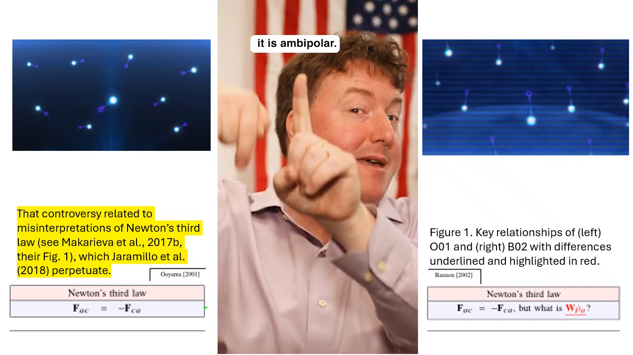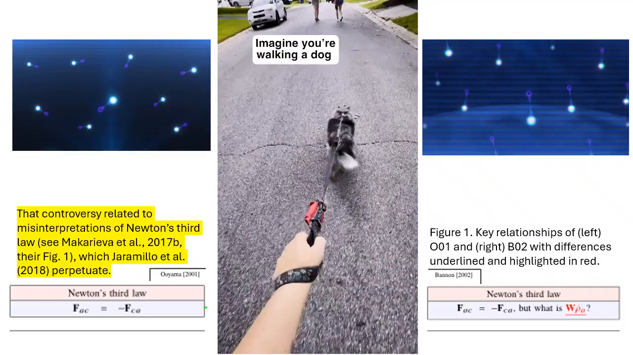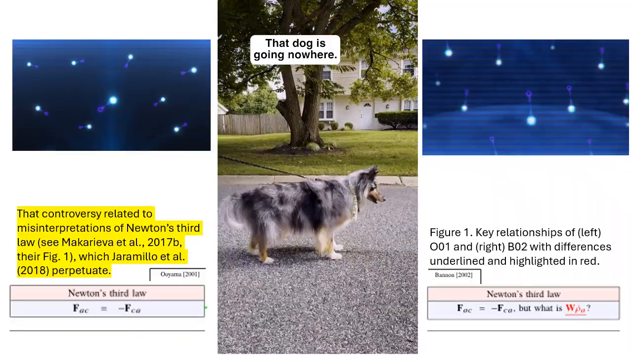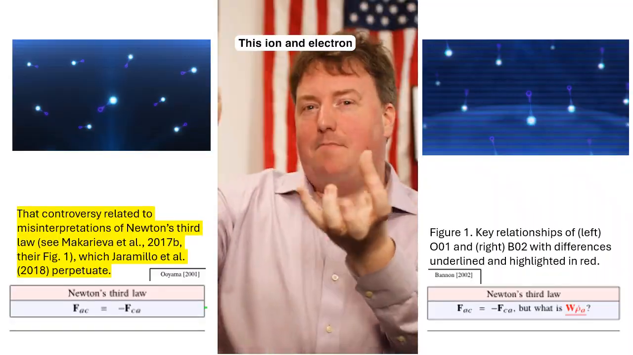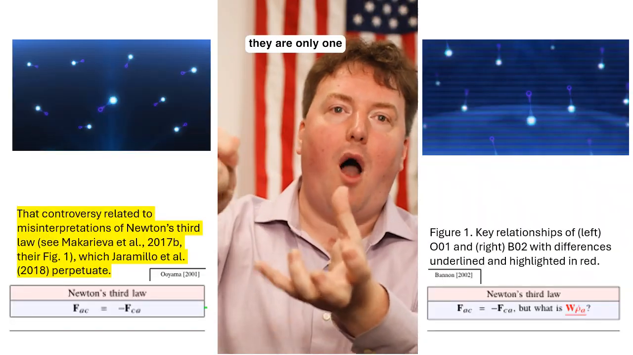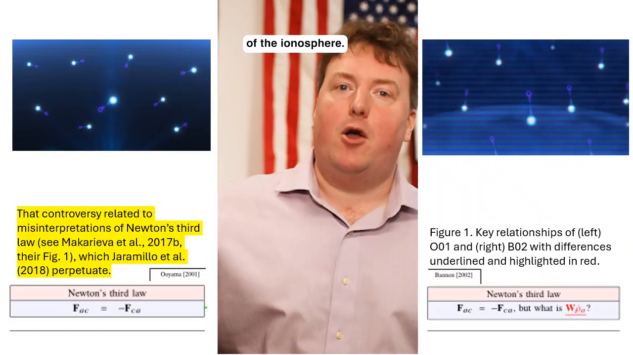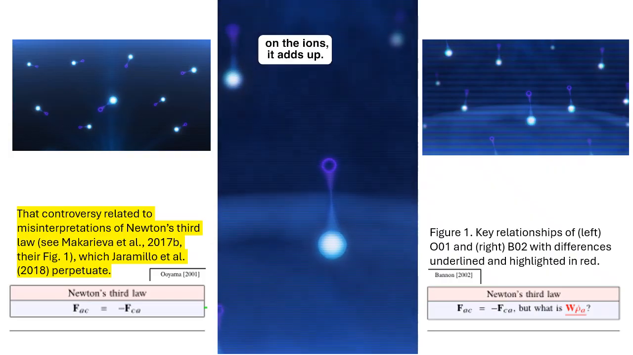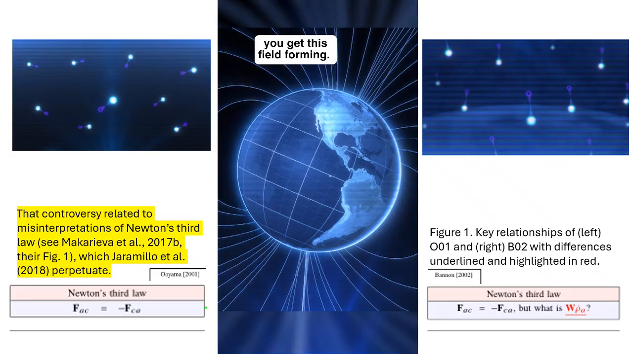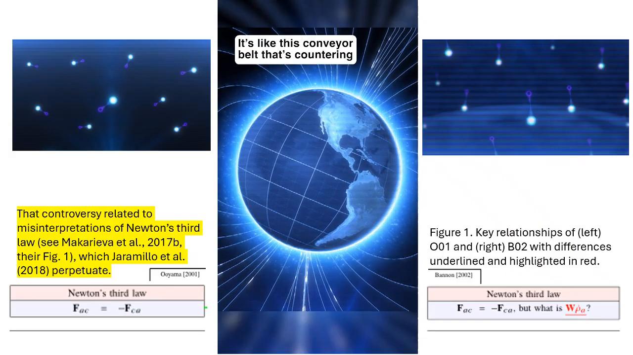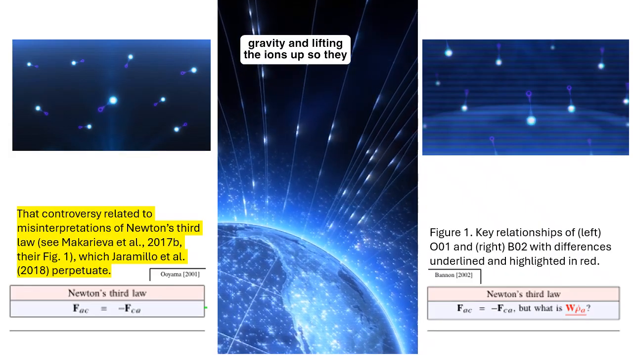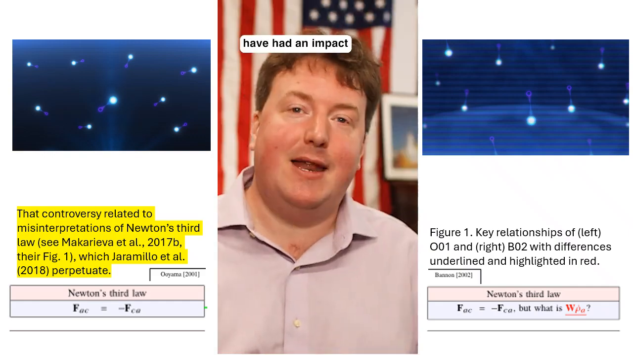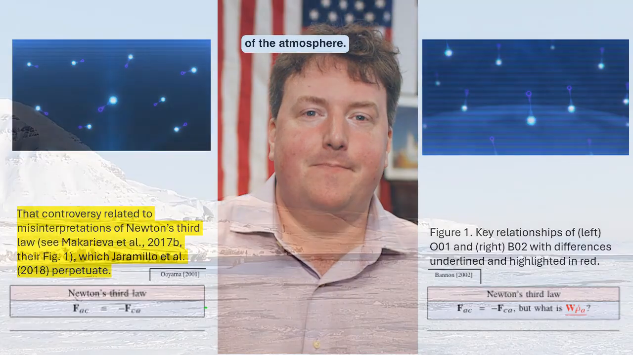It is ambipolar. Imagine you're walking a dog, and you've got a tiny, tiny little dog, and it's pulling on a leash. That dog's going nowhere. This ion and electron pair that you've been thinking about, they are only one in an enormous sea of the ionosphere. But overall, because gravity's pulling down on the ions, it adds up. And over a large distance, you get this field forming. It's like this conveyor belt that's countering gravity and lifting the ions up so they can escape to space, which is why it may have had an impact on the evolution of the atmosphere.